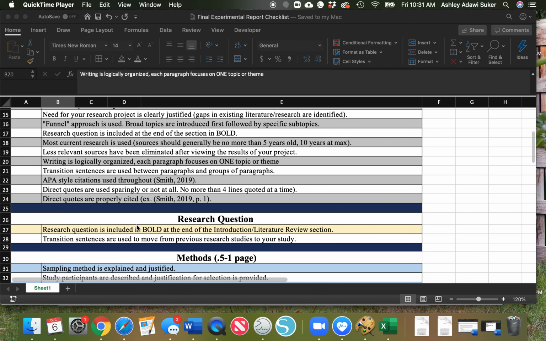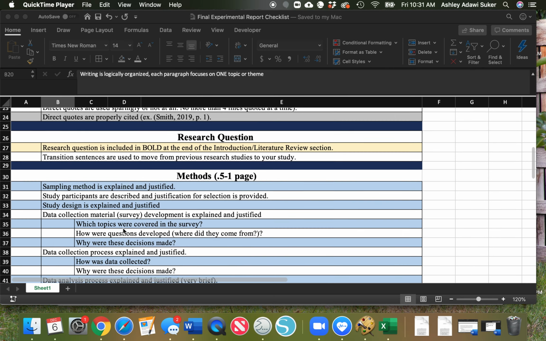Include a transition sentence that introduces that research question or questions. Then include your question in bold. You might not typically include your question in bold in other research papers or even in scientific journal articles, but for the purpose of this paper, include it in bold. You do not want anyone to be confused about what your research question is. Highlight that research question. Okay, then we're going to move on to the methods section.